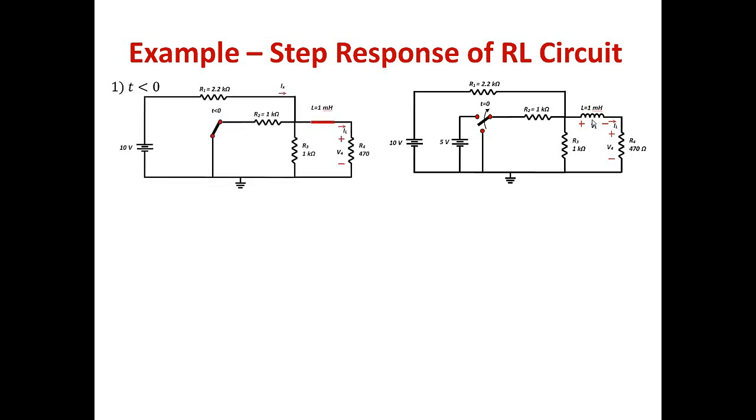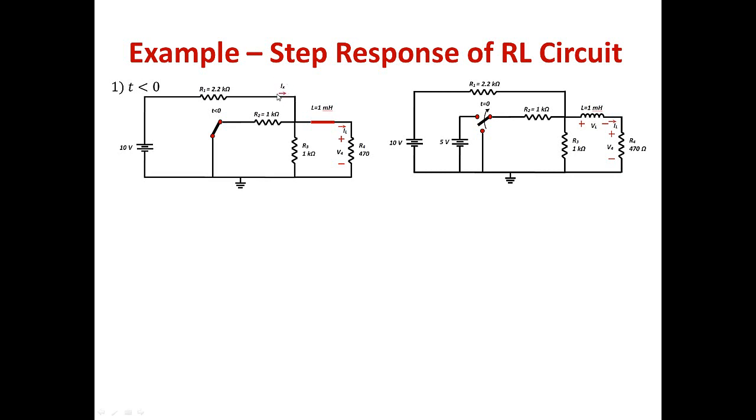So this is what we have before switching. Basically the 5 volts is gone, shorted, and the inductor is a short circuit. Everything else in the circuit is the same. The question now is we need to solve for IL. You need to look at the circuit and find the technique to solve for the current through the inductor. My technique was to solve for the equivalent resistance of the circuit, and once I solve for it, I can solve for Ix, which is the current that comes in from the 10 volts through R1. This current we're going to call Ix.